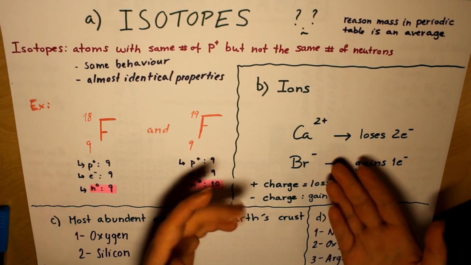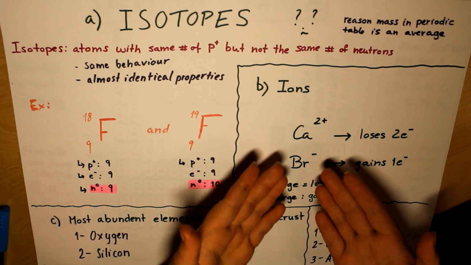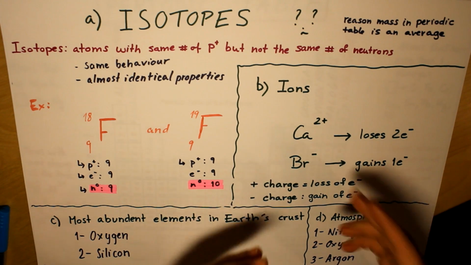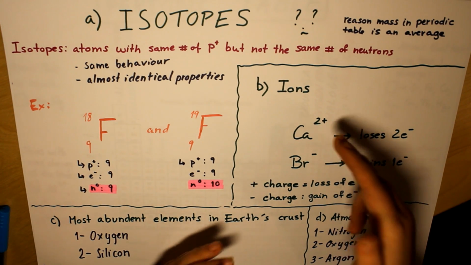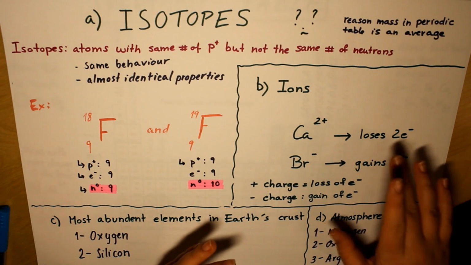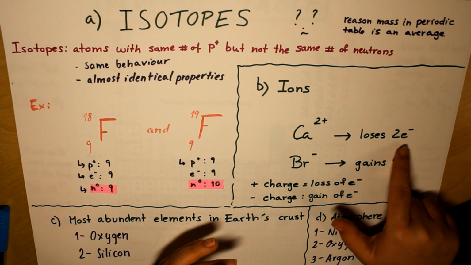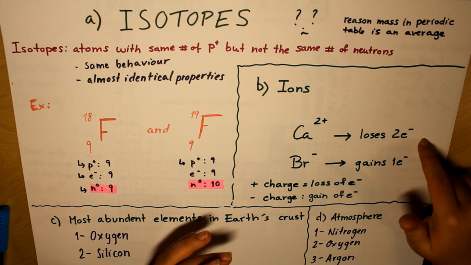I took an example. Calcium 2+ is an ion. When it's a positive charge, it always loses electrons. So it's always a loss of electrons. And in this case, it's a loss of 2 electrons.